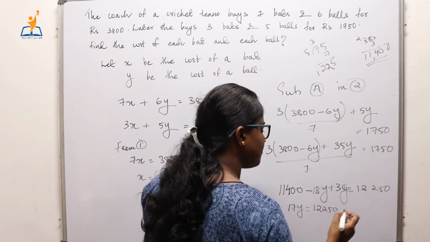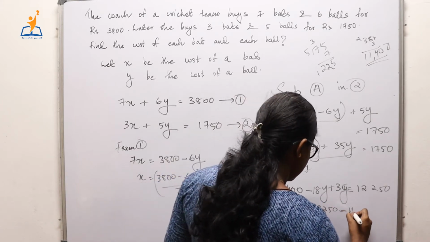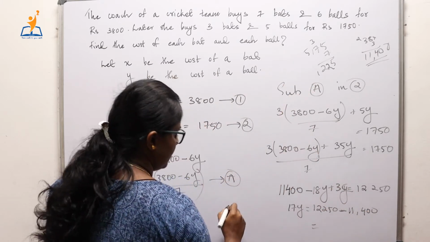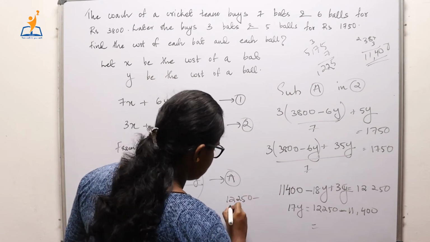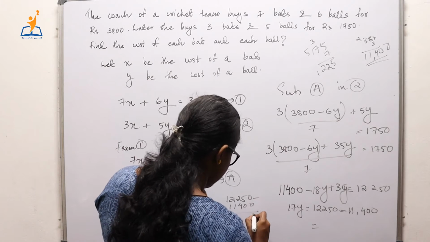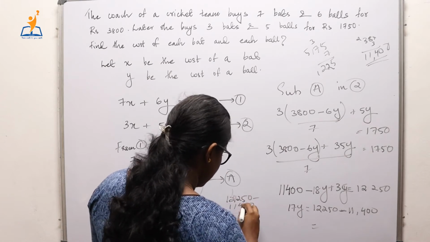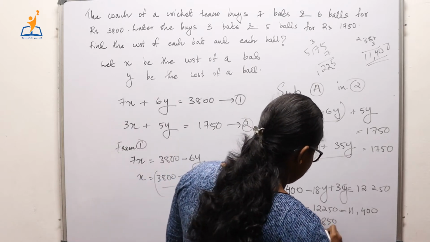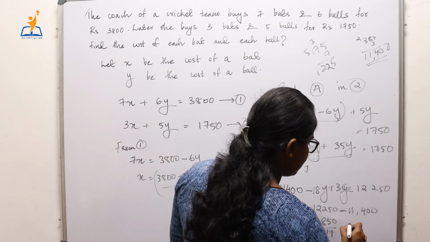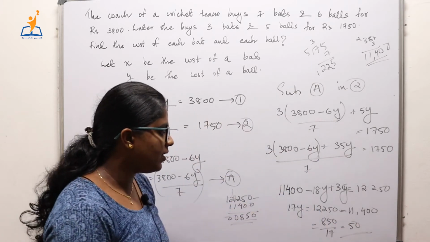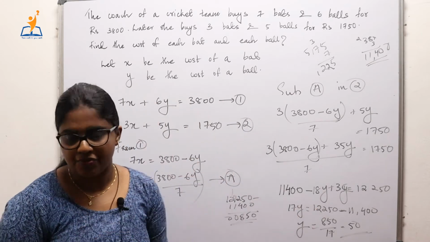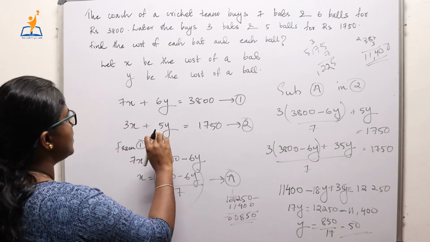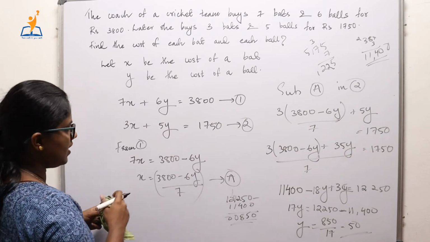This term will go here and will get subtracted, that is 11,400. Now 12,250 we will do here. 12,250 minus 11,400 is 850. 850 divided by 17, and we know it's 50. So we got y as 50. Now we have to solve for x, that is substituting this y value in equation number A.